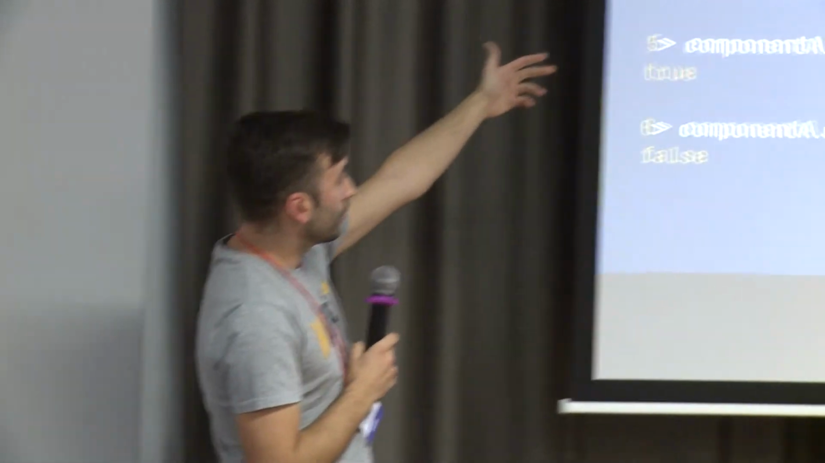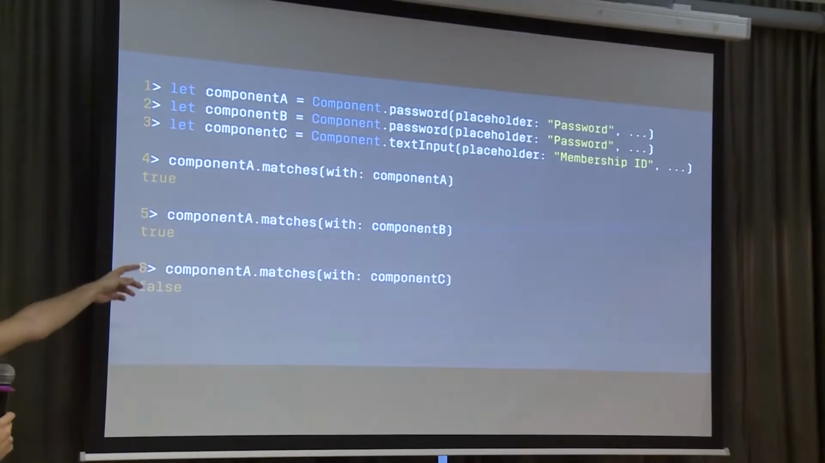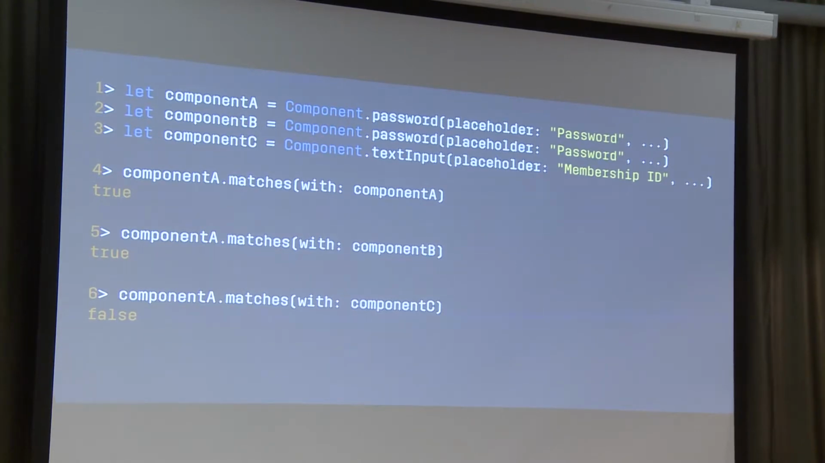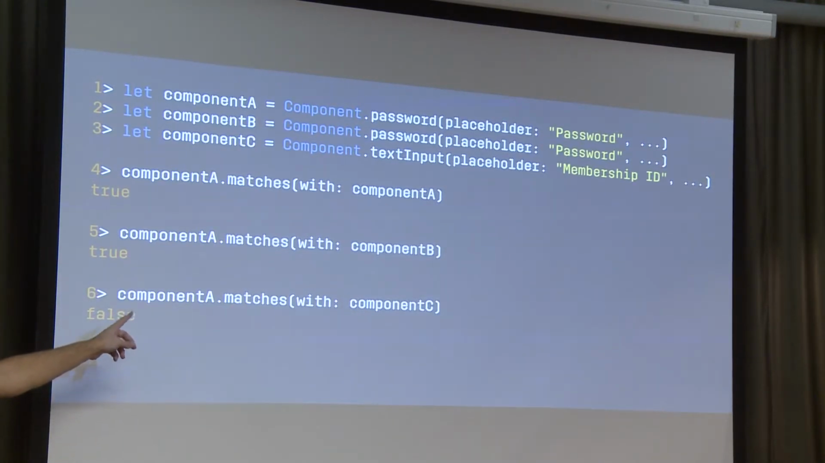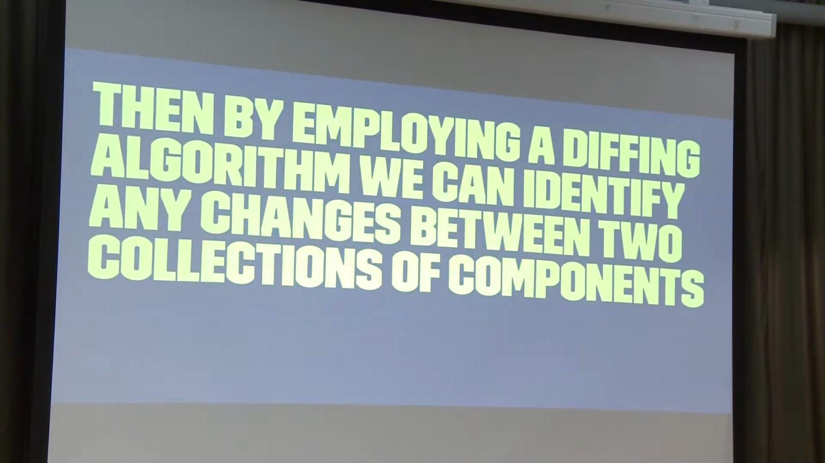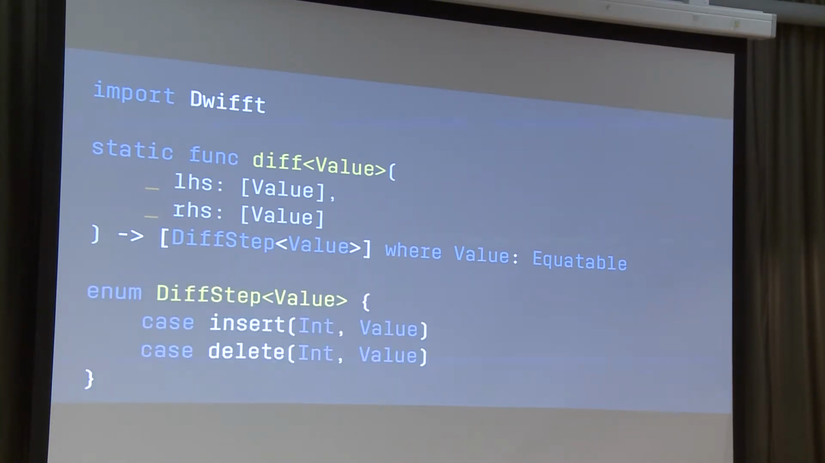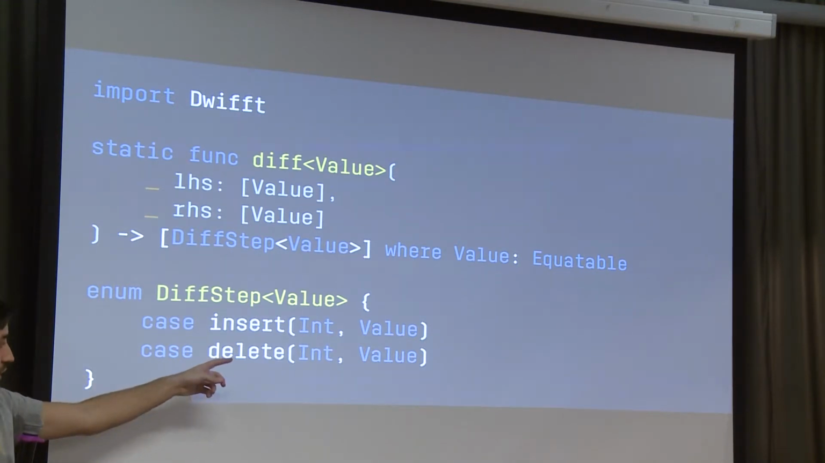We can define 3 components, 2 password components, and 1 text input. And component A matches with itself, obviously, but A also matches with B, even being 2 different components, because they are the same conceptual component. But when we match A with C, which is a text input, it fails, right? Because they are not equivalent, obviously. So if we apply a diffing algorithm, we can essentially identify any change between a collection of components, okay? So there's this project called Dwifft that has this function where we pass 2 arrays, and it essentially gives us an array of steps, which will be an insert with index and value, and a delete, okay?